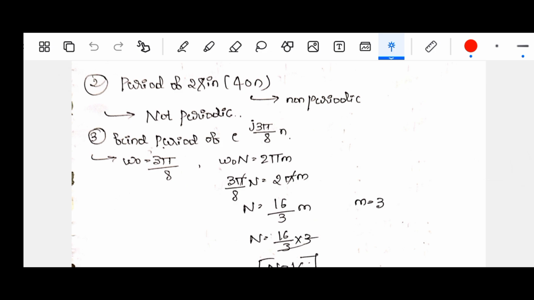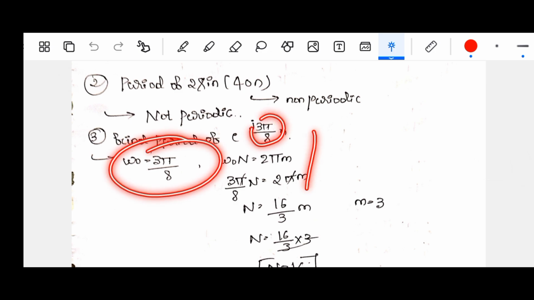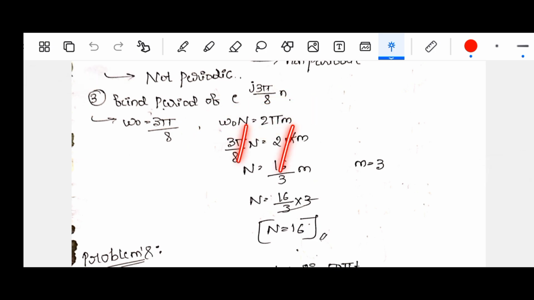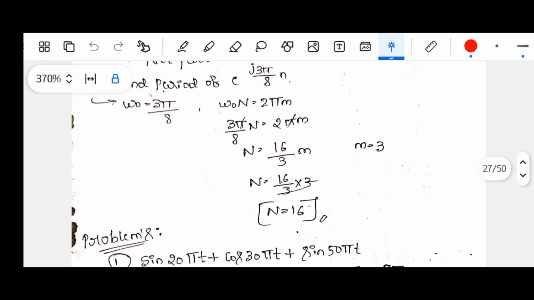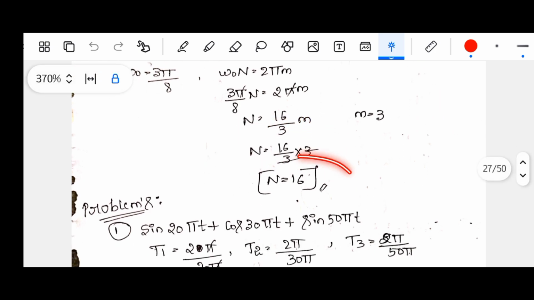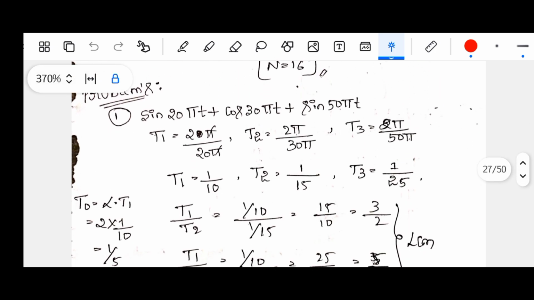Next, find the period of e to the power of j into 3 pi by 8 into n. We know that omega naught here will be 3 pi by 8. Omega naught into n is equal to 2 pi m. 3 pi by 8 into capital N is equal to 2 pi m. Cancel this pi. We'll get N is equal to 16 by 3 into m. Here m is equal to 3. N is equal to 16 by 3 into 3, so our answer will be N is equal to 16.